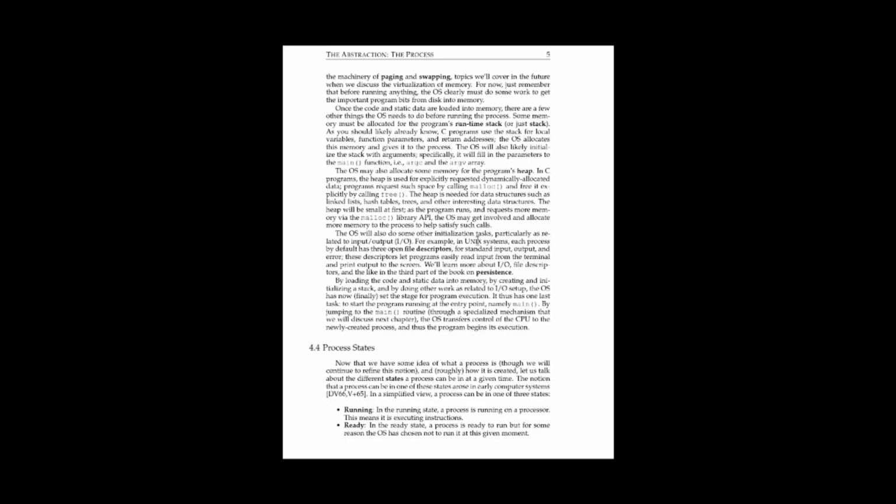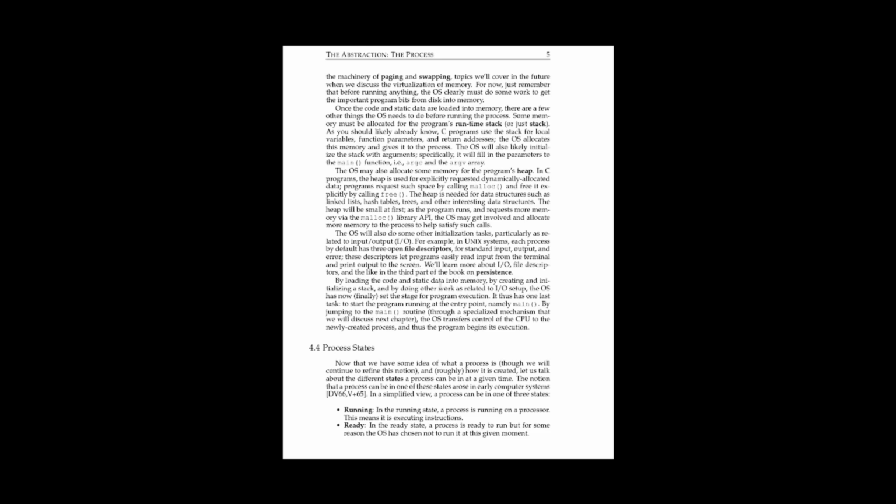For example, in Unix systems, each process by default has three open file descriptors: the standard input, output, and error. These descriptors let programs easily read input from the terminal and print output to the screen. We'll learn more about I/O, file descriptors, and the like in the third part of the book on persistence.